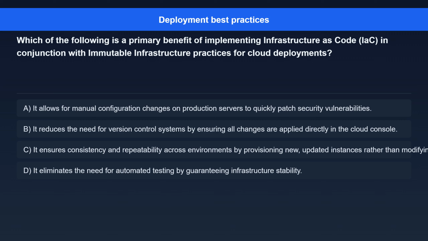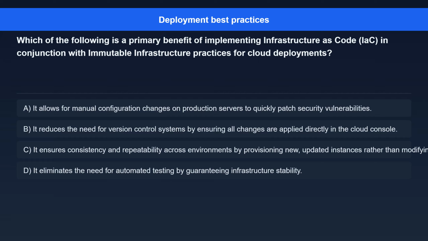Question 2. Which of the following is a primary benefit of implementing infrastructure as code, IaC, in conjunction with immutable infrastructure practices for cloud deployments? Option A. It allows for manual configuration changes on production servers to quickly patch security vulnerabilities. Option B. It reduces the need for version control systems by ensuring all changes are applied directly in the cloud console.